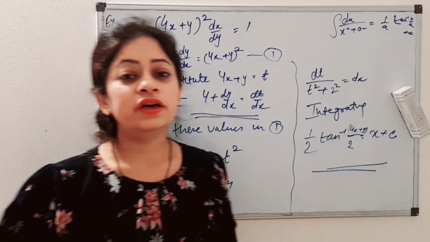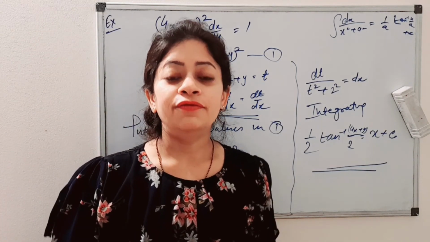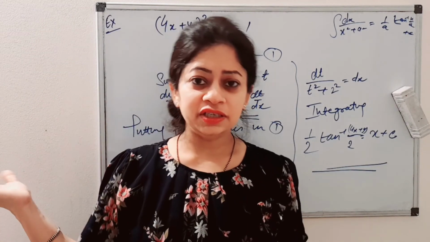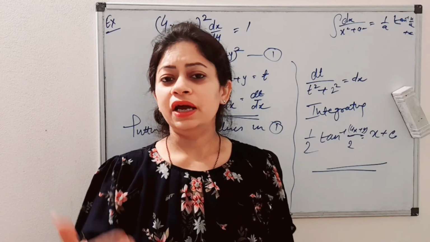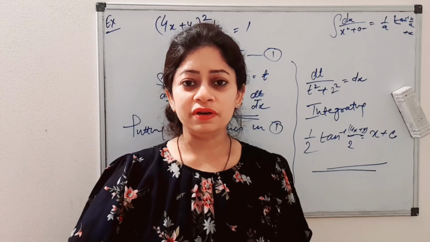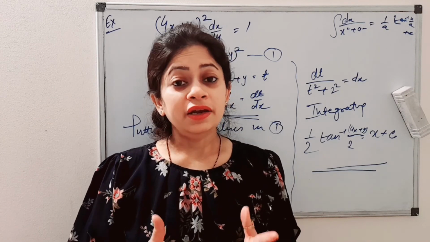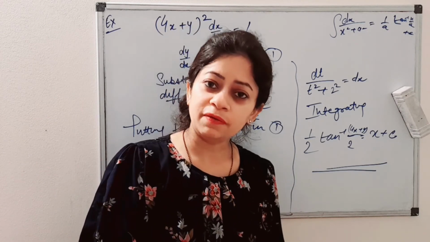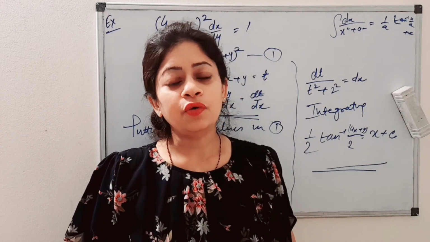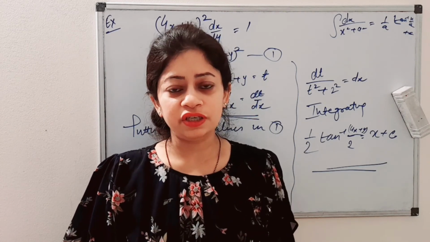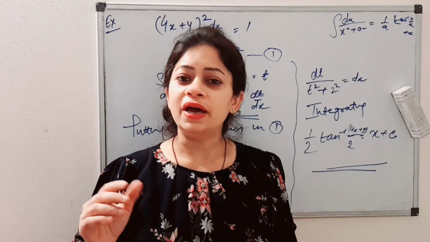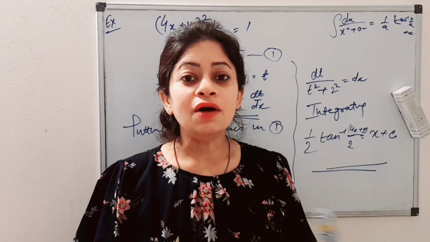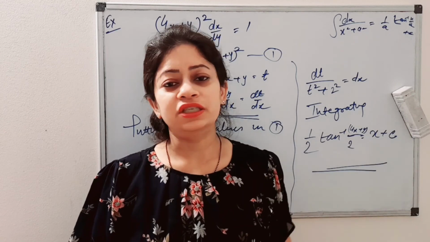I hope you understood this lecture: what are ordinary differential equations of first order and first degree, and in how many types can we solve them. And what is variable separable form, and if we get a differential equation where we can separate the variables by substituting or by rearranging, then how can we solve that differential equation?